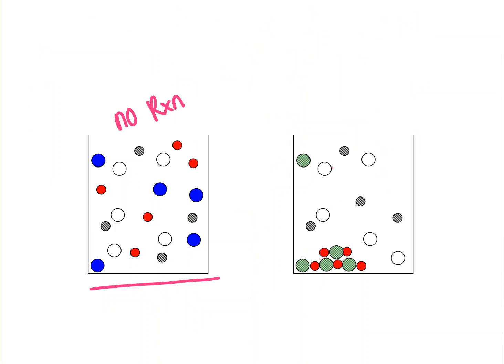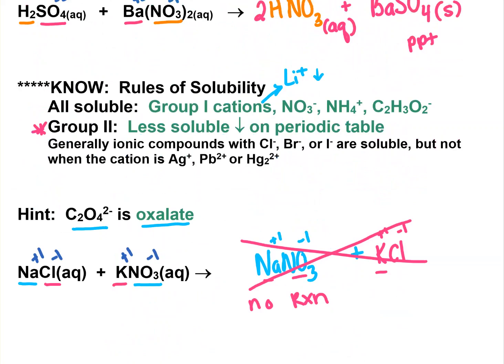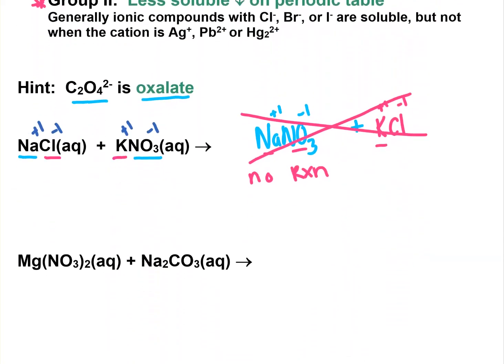This is a case where you put 4 together and then 2 of them find each other and form a precipitate, and that's why you have a chemical reaction. So on this one, no precipitate means no reaction. Let's write products on this one.